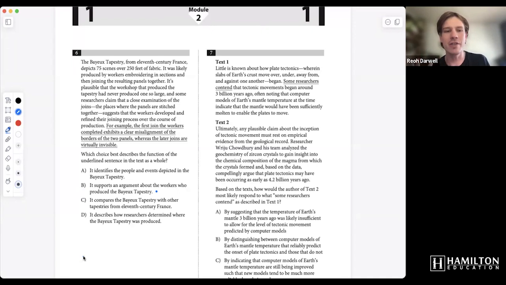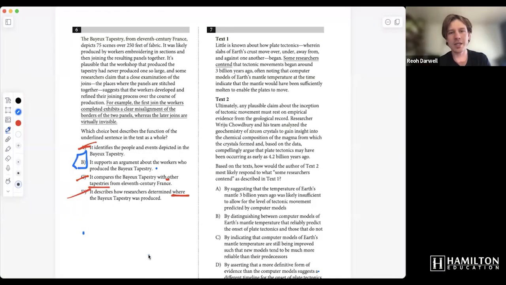So what is the function of that underlined sentence then? It isn't asking what it says, it's asking what was its purpose. Its purpose was to support the argument, right? It gives the evidence. Okay. Clearly, A is wrong because we don't learn anything about the people in it. C is wrong because we don't get anything about other tapestries. And then D is wrong. It determines something about the Bayeux Tapestry, but not where it was produced. All right. So that's how we arrive at B for question 6.